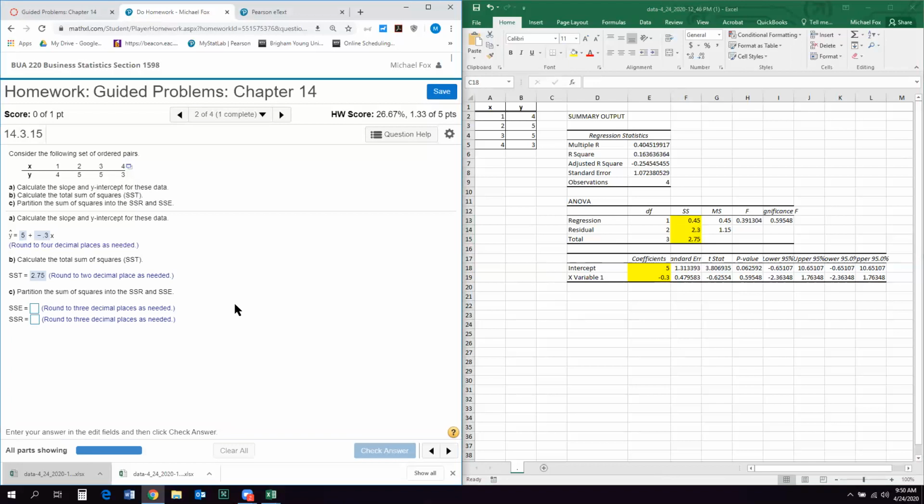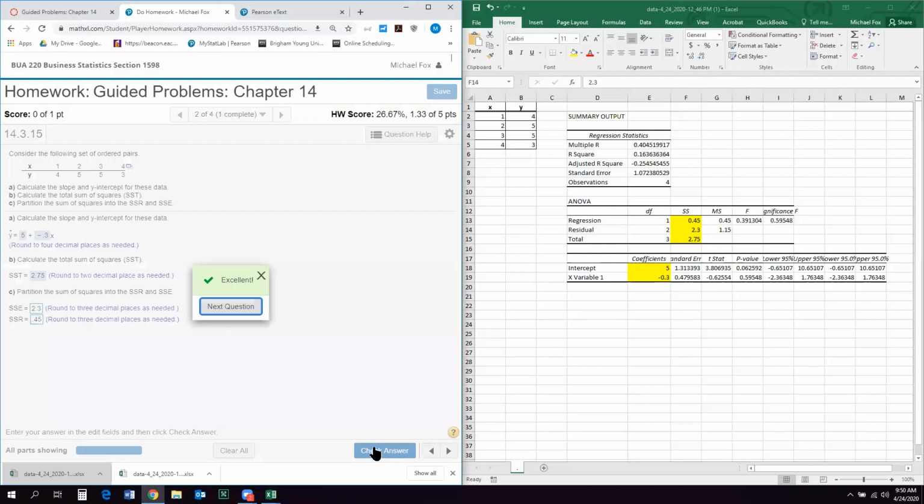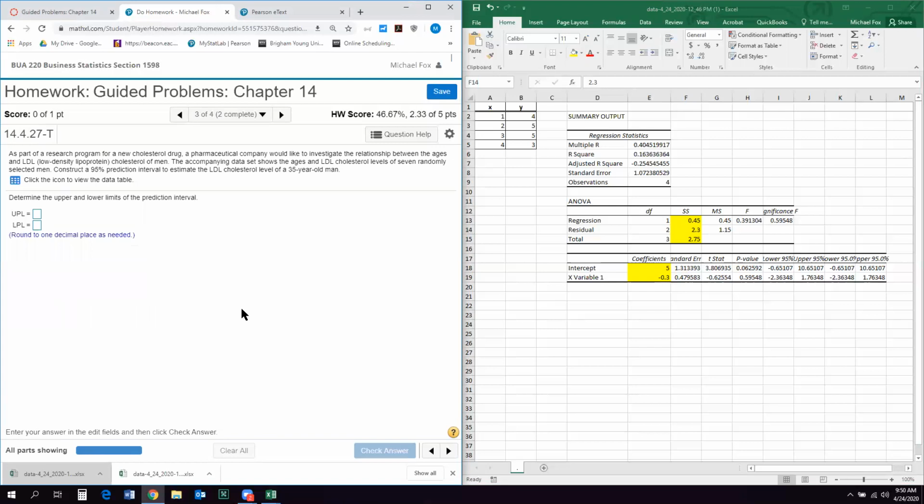And then they want the SSE and the SSR. For whatever reason, just remember that the SSE is what they call residual. So it's this 2.3. And what they call SSR, the sum of squares they call regression, is what they call SSR. And that was it. That's the whole problem.